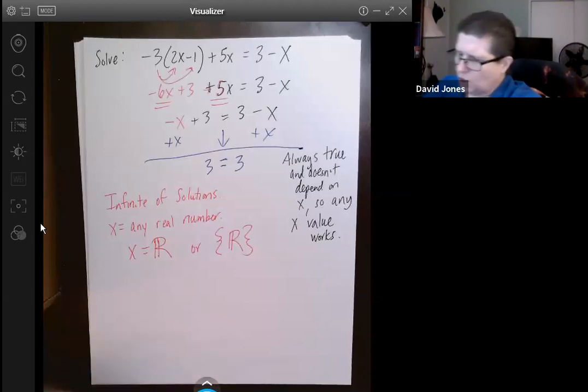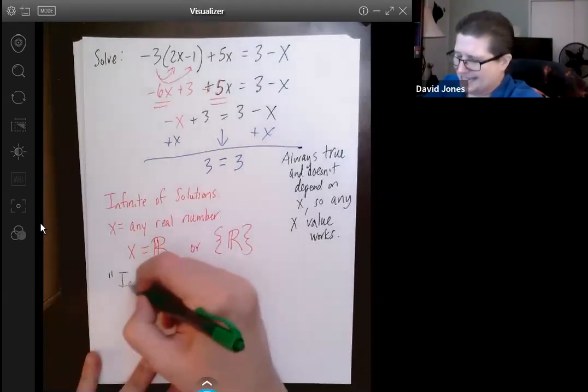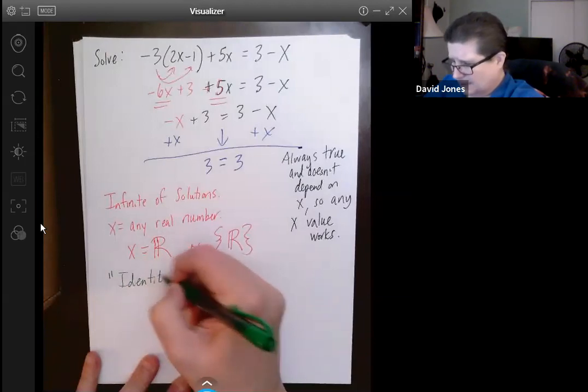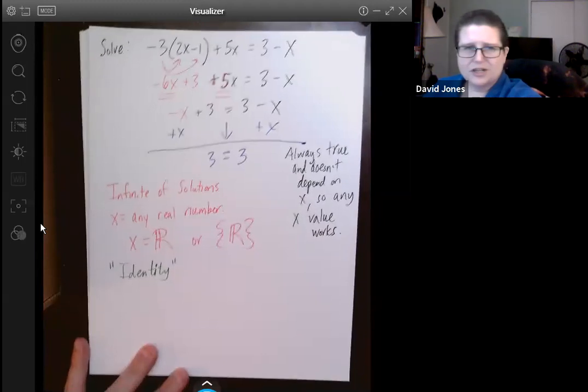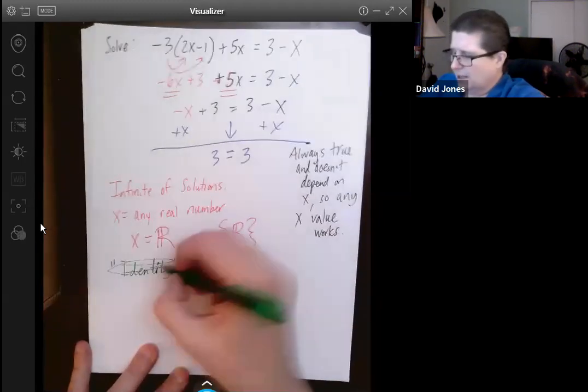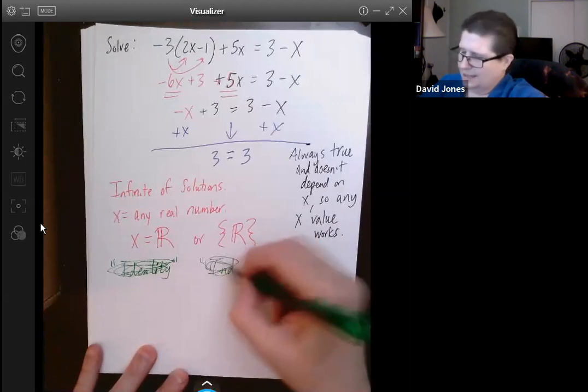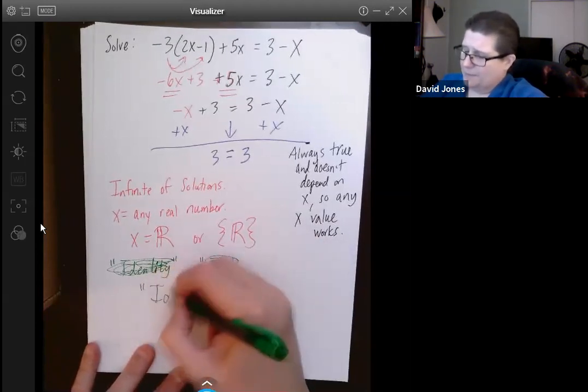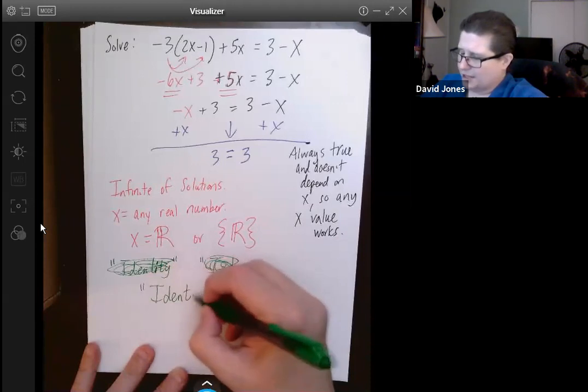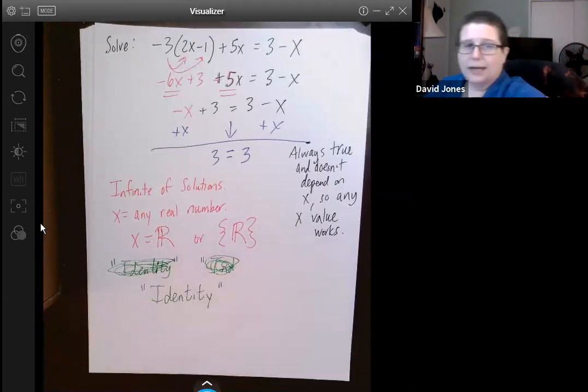And what this is called is the identity. So that when it doesn't work at all, it's called a contradiction. If the statement makes a false statement, it's a contradiction. If the statement makes a true statement, no matter what x, it's an identity.